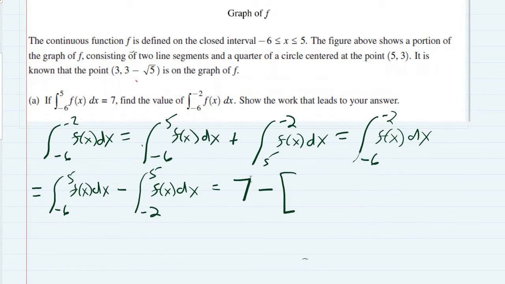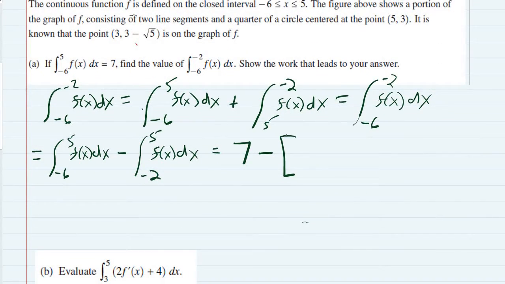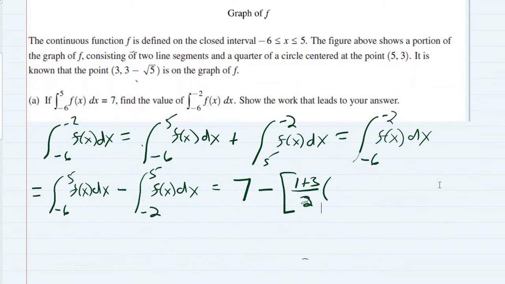So what we're going to do is first put in here the area of the trapezoid. Well, this trapezoid, its two bases have heights of 1 and 3. So this is going to be (1 plus 3) over 2. And then I have to multiply by the height of the sideways trapezoid. And the height is just this distance along the x-axis, which is 1.